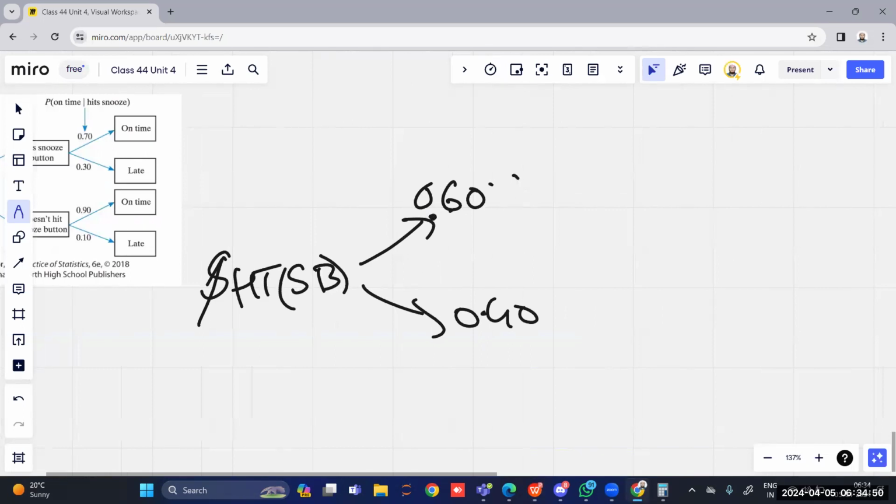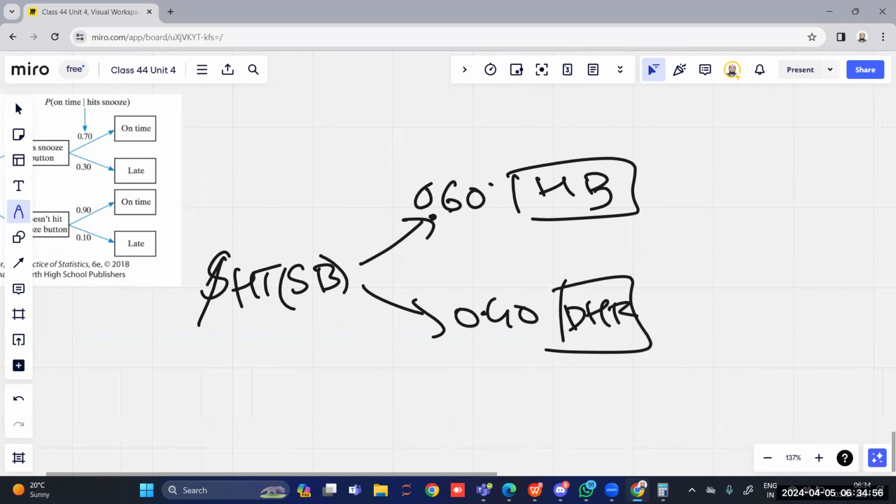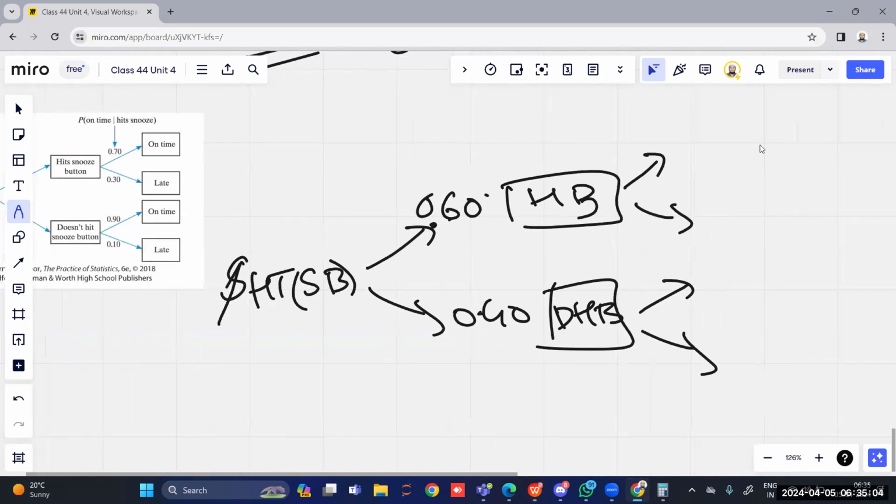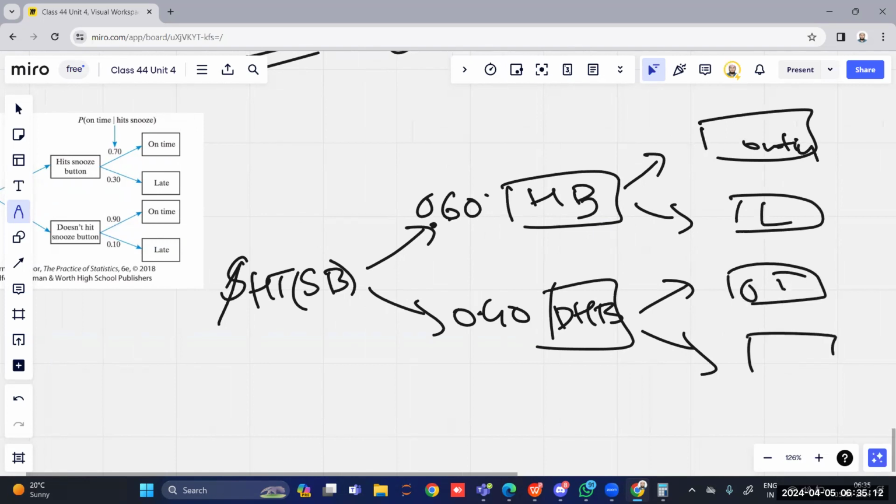The sum of hits the button and does not hit the button. Now we'll move it into two: if she hits the button, what she'll do, and if she does not hit the button, what she'll do. If she hits the snooze button, what's the probability that she goes to school on time or late? If she hits the button, the probability is 0.7, and here it will be 0.3, as the two are complementary, so the sum will be 1. If she does not hit it, she's on time with probability 0.9 and late with 0.1.